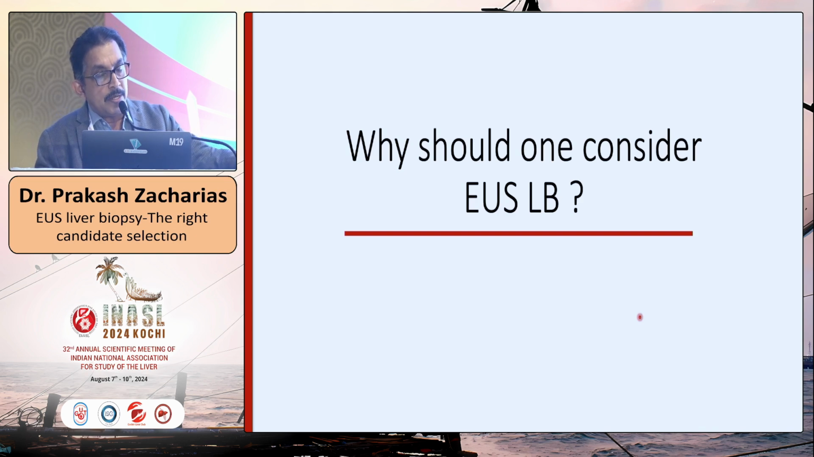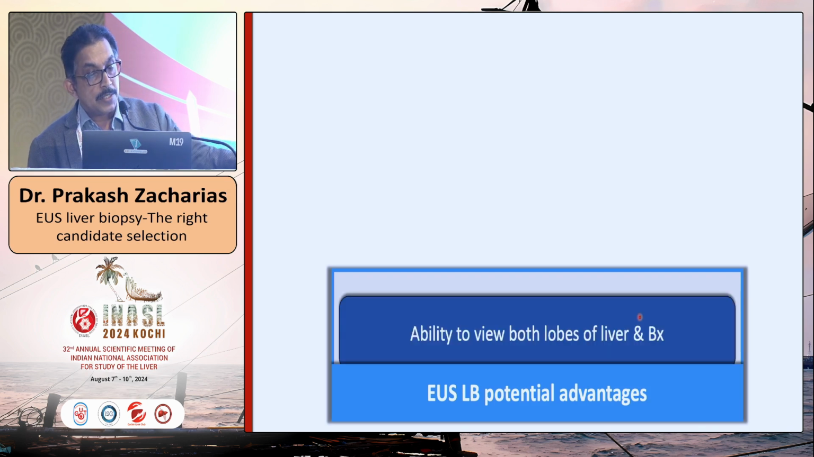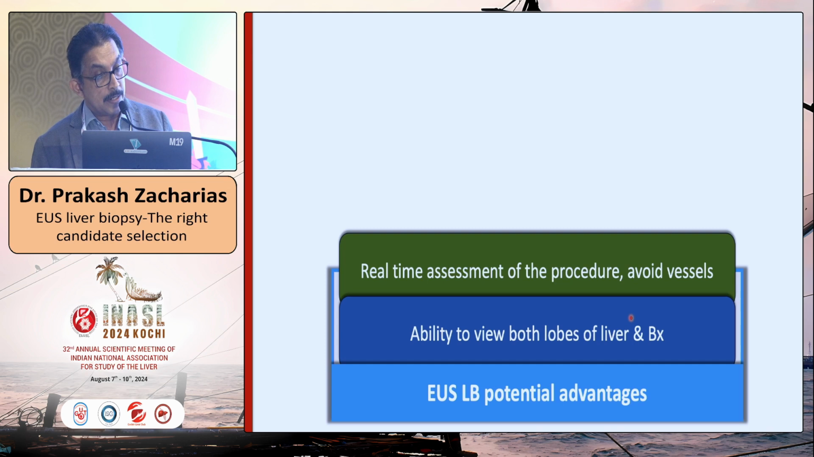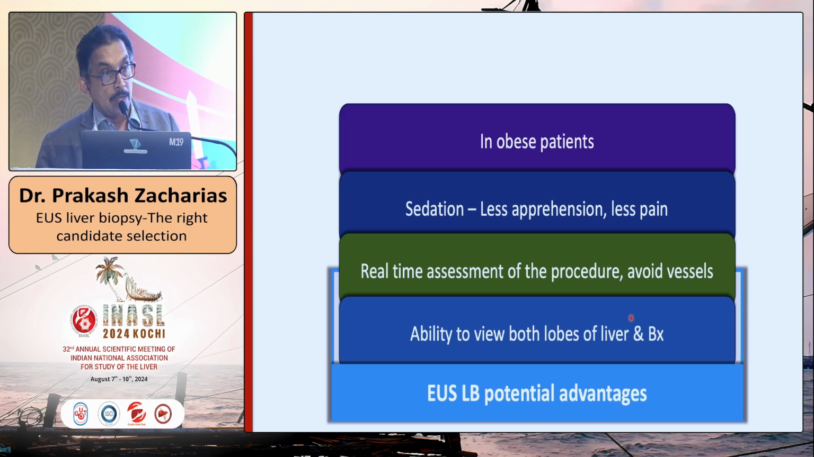So why should one be considering US-guided liver biopsy at all? There are certain potential advantages because you have the ability to view both the lobes of the liver and can biopsy from the right as well as from the left. A real-time assessment of the procedure is there, so you can avoid vessels, and see whether there is any bleeding or not. And this is usually done under sedation, so there is less apprehension and less pain during the procedure. And it can be done in obese patients if they are fit for anesthesia or deep sedation.